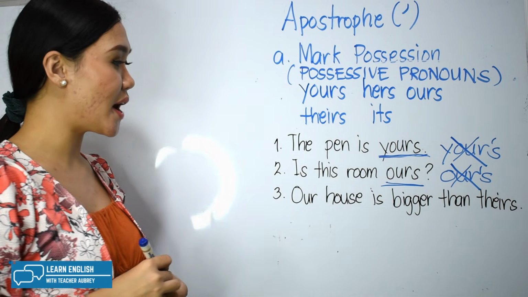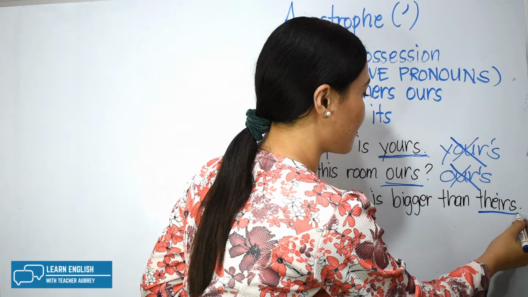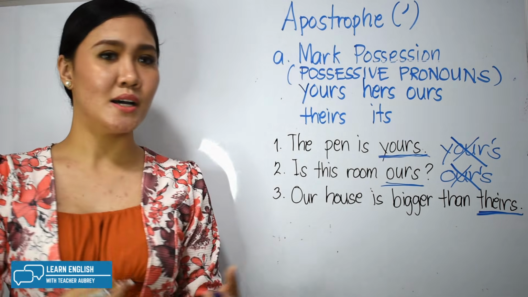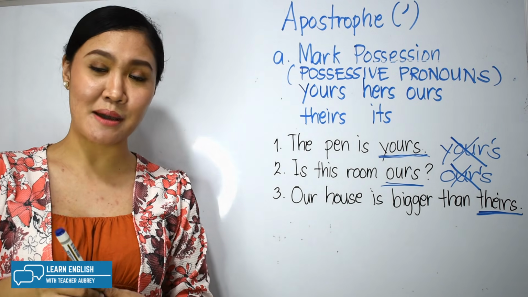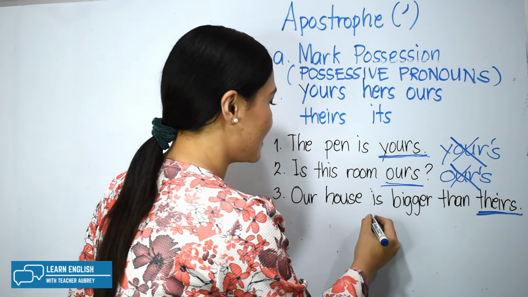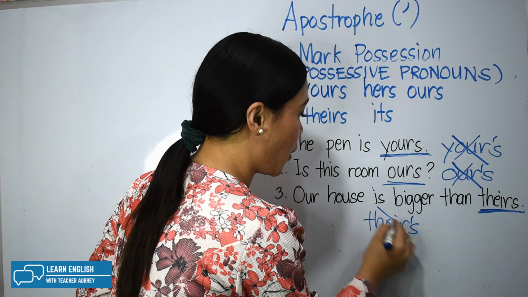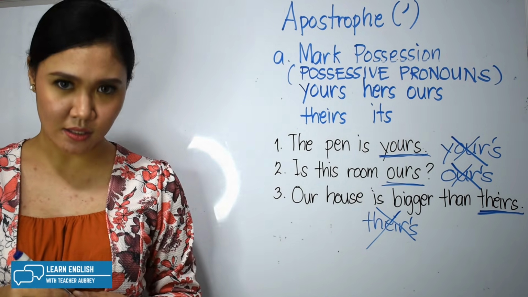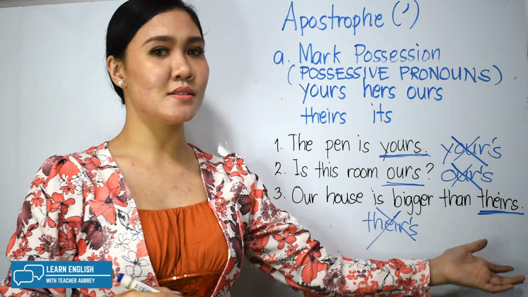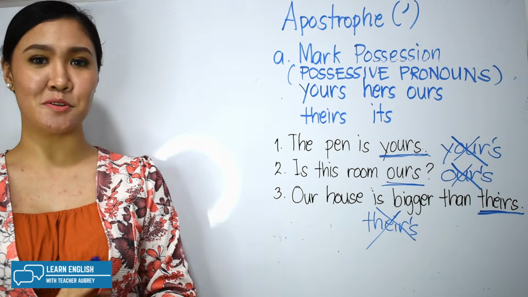And number 3, our house is bigger than theirs. Theirs is a possessive pronoun which means, in Filipino, sa kanila. Maling sabihin na theirs with apostrophe. Walang ganyang salita sa English. Theirs means sa kanila. Maling isulat siya ng may apostrophe S.